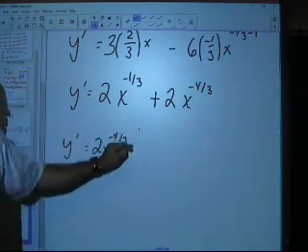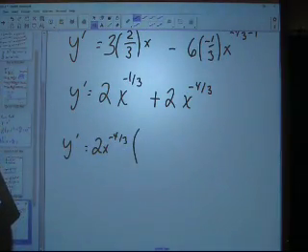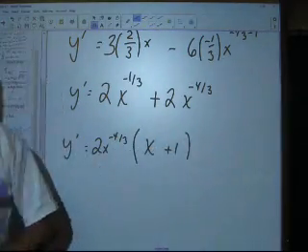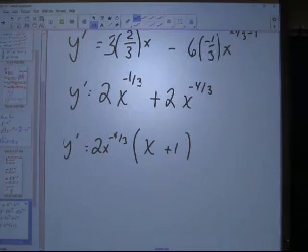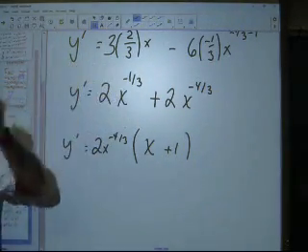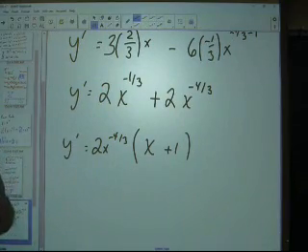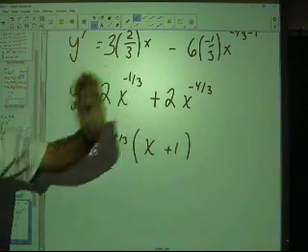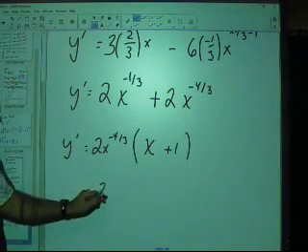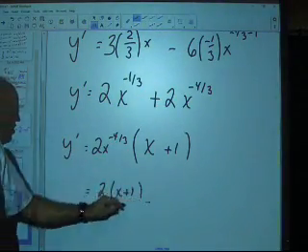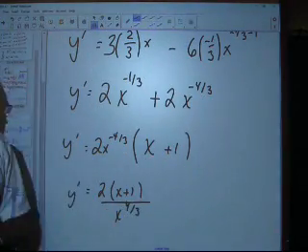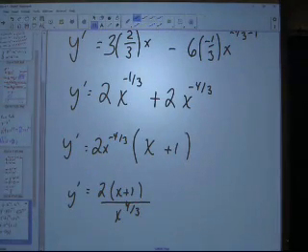Isn't negative 4/3 smaller than negative 1/3? Yeah. So if I factor out the common factor of 2, and x to the negative 4/3 being the lowest exponent value present, will that leave me with x plus 1? And then if I really want to write this, 2 times x plus 1 over x to the 4/3 in the denominator here. That would be one way to write that, correct?